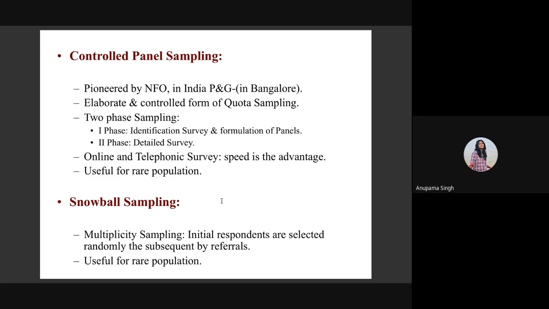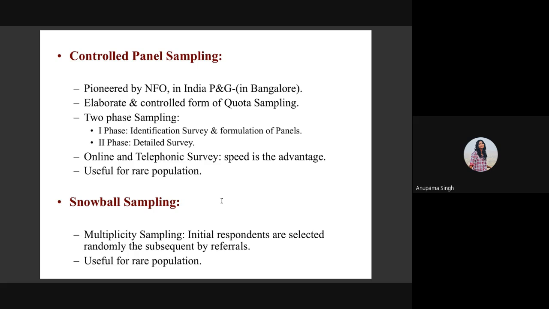Then we have controlled panel sampling. Controlled panel sampling is very effective. In India it was initiated in Bangalore, but actually it was initiated in Ohio. It is a very peculiar form of quota sampling. So in quota sampling we used to make quotas, and in controlled panel sampling, what we do is we make panels.